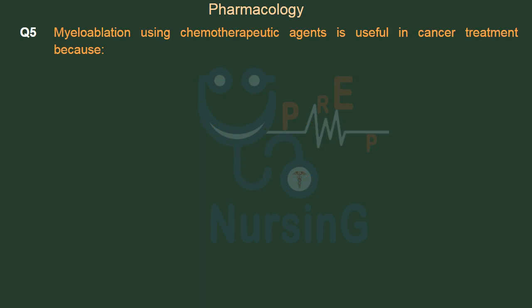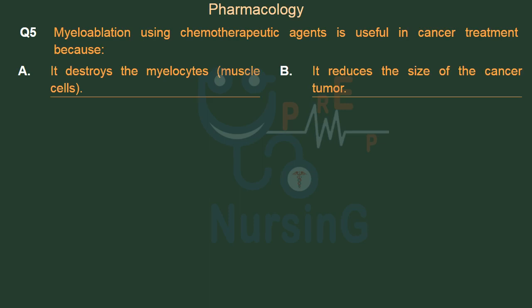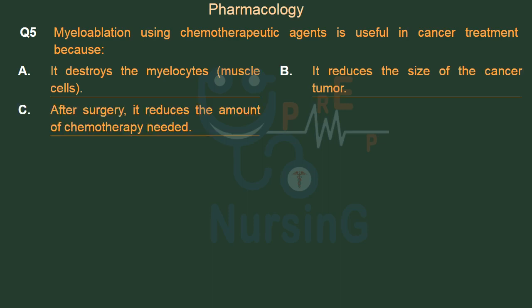Myeloablation using chemotherapeutic agents is useful in cancer treatment because: Option A. It destroys the myelocytes, muscle cells. Option B. It reduces the size of the cancer tumor. Option C. After surgery, it reduces the amount of chemotherapy needed. Option D. It destroys the bone marrow prior to transplant. Right answer is Option D.